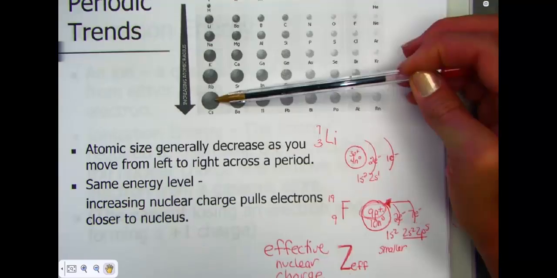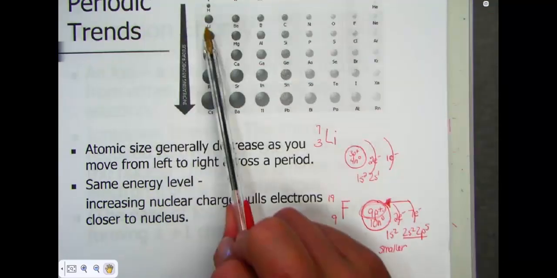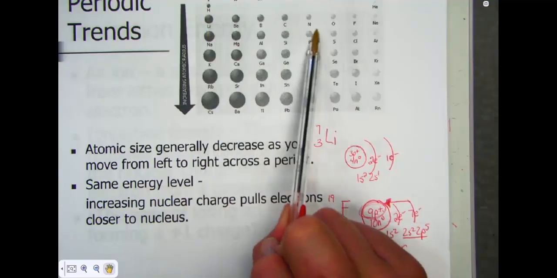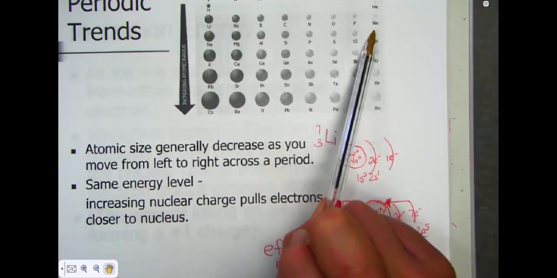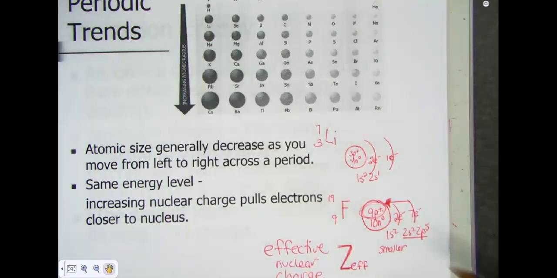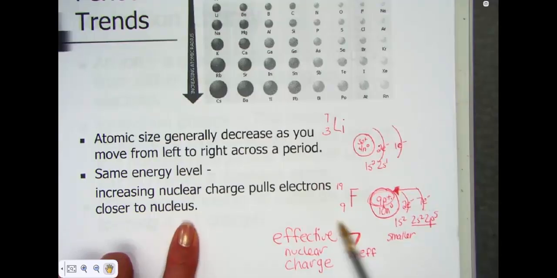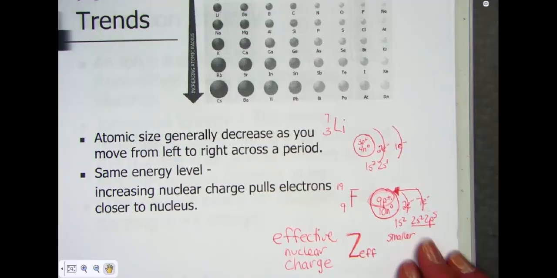Atoms get bigger as you go down because you're adding energy levels. Atoms decrease in size going from left to right because the effective nuclear charge of the nucleus pulls the electrons closer and closer and closer towards it. That increasing nuclear charge pulls electrons closer to the nucleus. Our book calls that Zeff, effective nuclear charge.